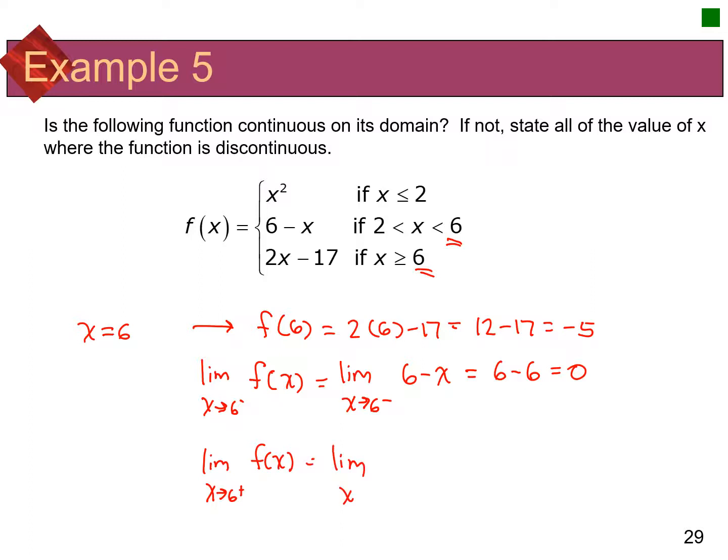When I do the right-hand limit, since I'm following from the right-hand side, I'm going to be following the formula 2x minus 17, which means I'm just going to plug that in. But the thing is, and here's the issue, since the left-hand and right-hand limits don't agree, the limit as I approach 6 of f of x doesn't exist.